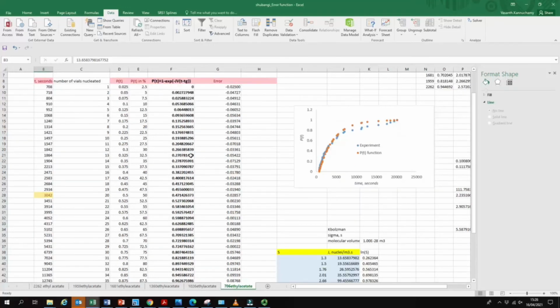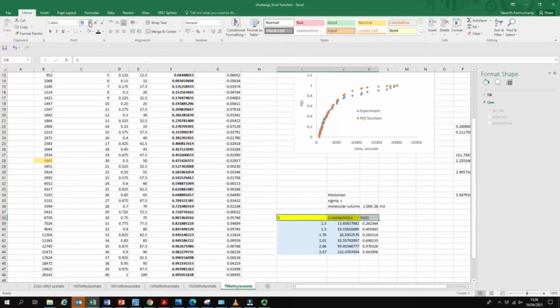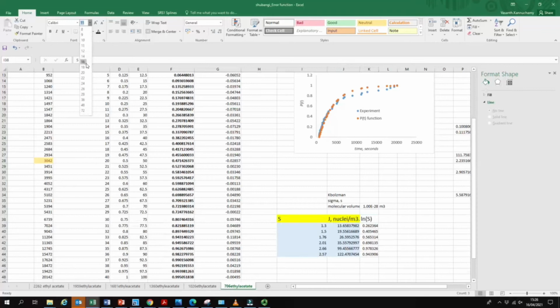So now we have some values, and here I already summarized the result. So this is our supersaturation. This is the dimensionless quantity because this is equal to C by C star. It's just a ratio of concentrations, so grams per liter will get cancelled, and we get a dimensionless quantity. And J has a unit of nuclei per meter cube per second.